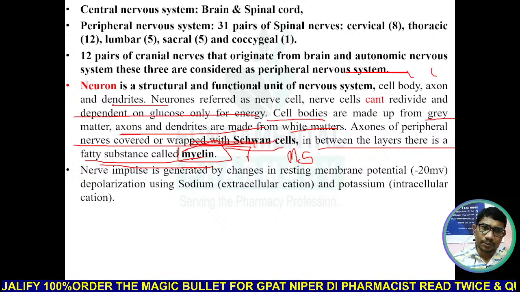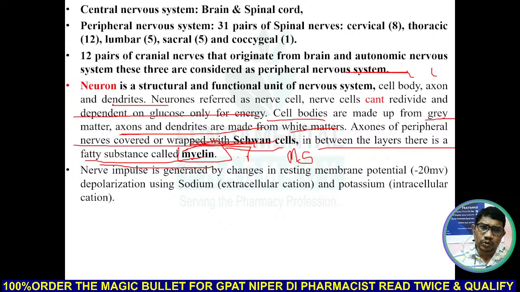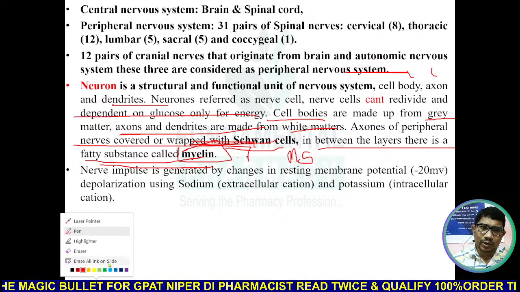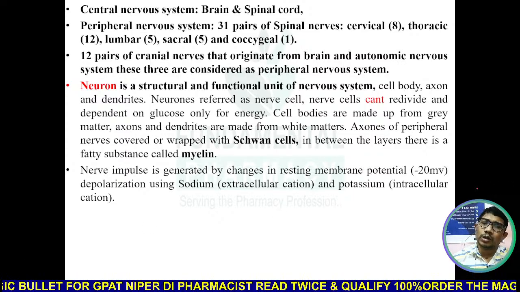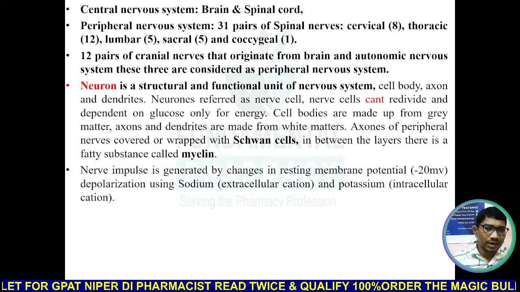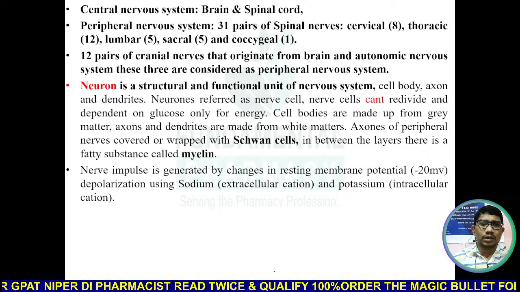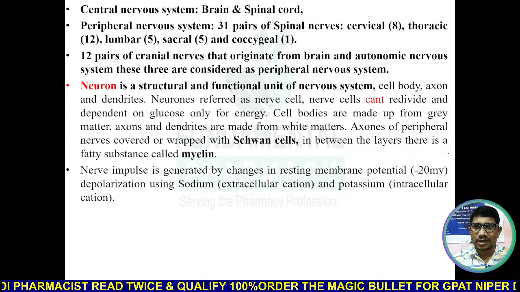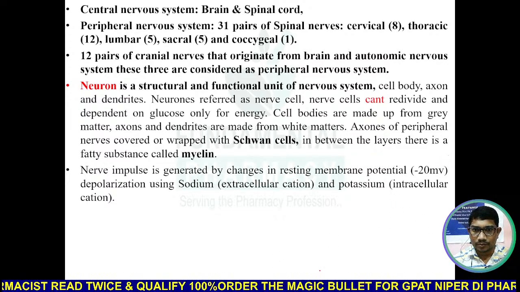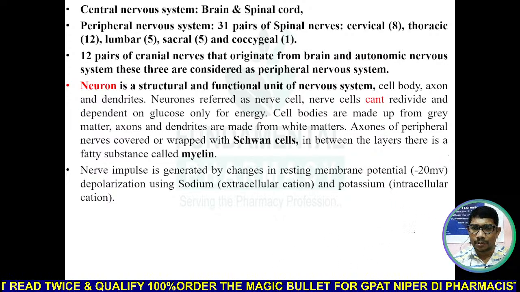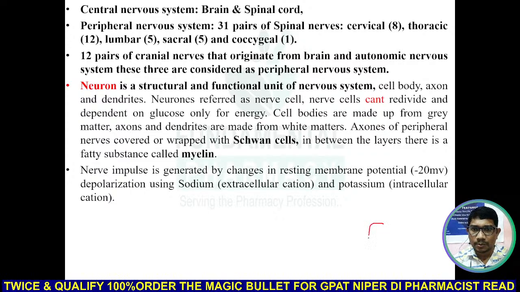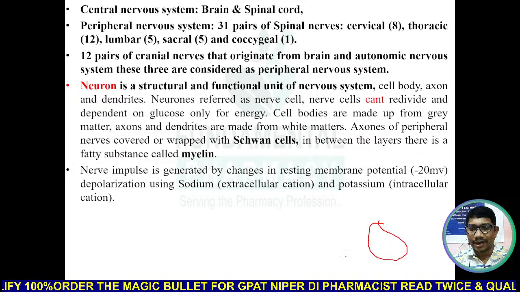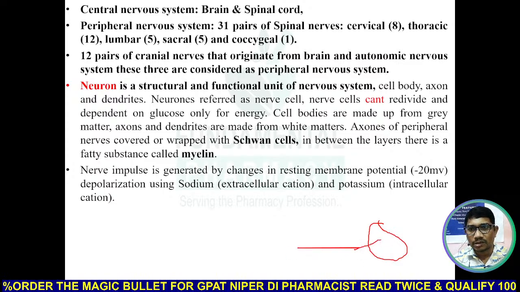Now nerve impulse, myelin, okay. As I told you, neurons are the structural and functional unit of your nervous system. So what is the role of neurons? They are the excitable tissue. The role of neuron is to generate the impulse and to transmit the impulse. Suppose this is a nerve cell. It is a nervous cell.